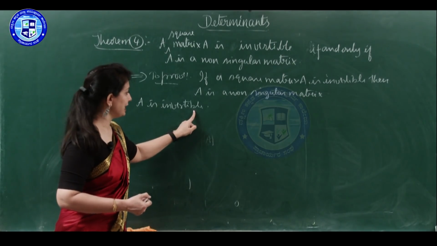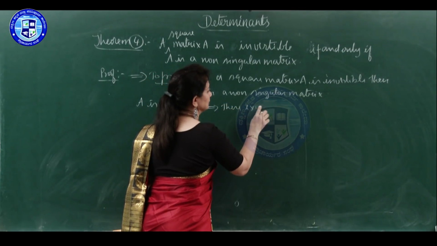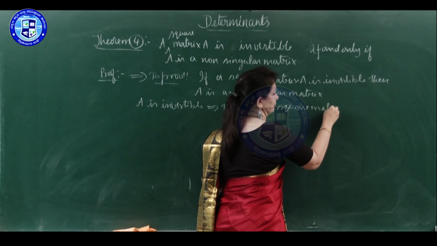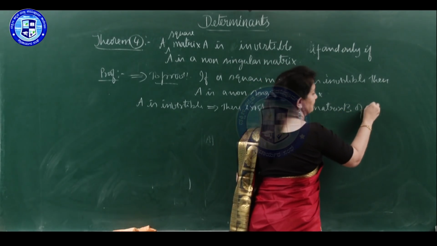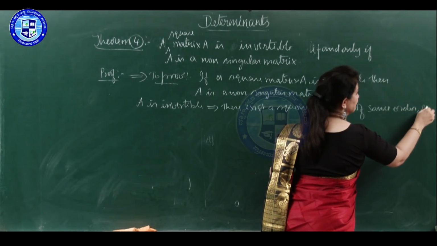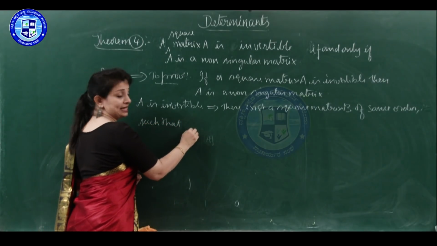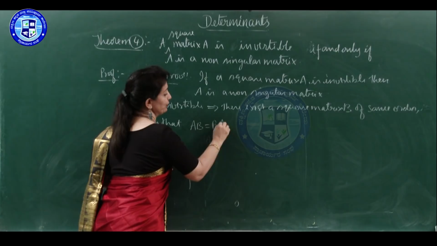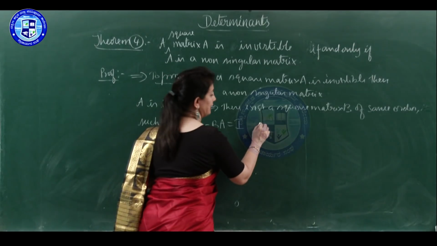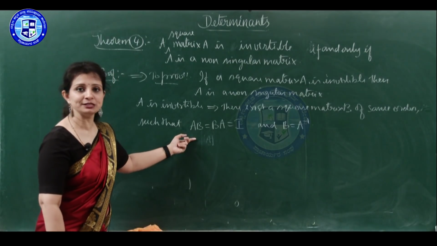So, A is invertible implies there exists a square matrix B of same order such that A into B is equal to B into A is equal to I, and also we say that B is equal to A inverse. That is the definition of an invertible matrix.